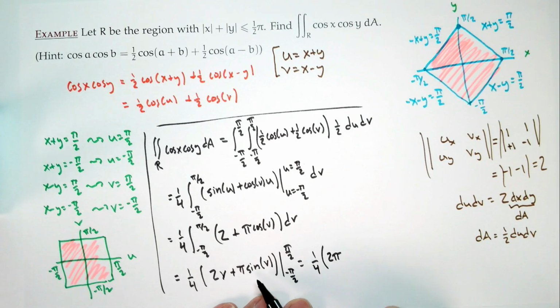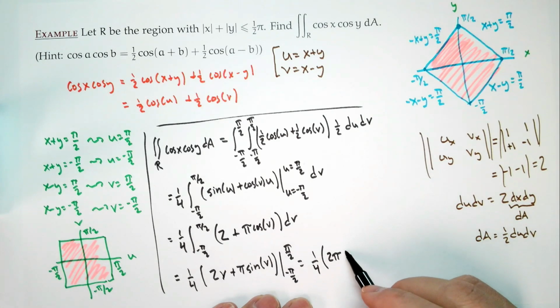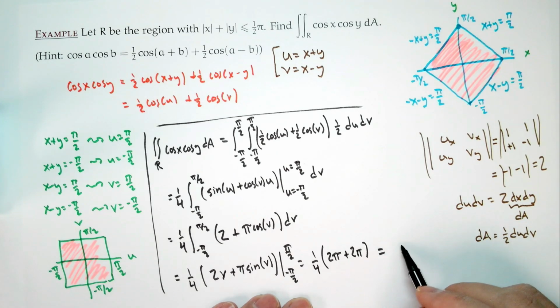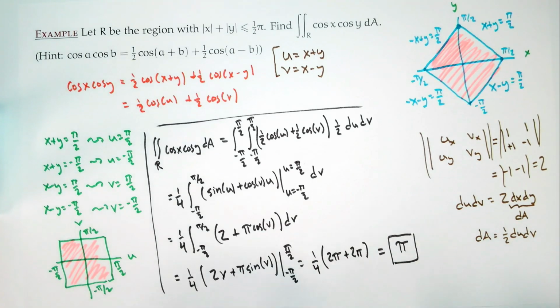Now here, when we plug in pi halves, we'll get sine of pi halves, which is 1, times pi, so we get a pi. When we plug in negative pi halves, we'll get negative 1 times pi, which is negative pi. So it's again pi subtract negative pi, which is another 2 pi. 2 pi plus 2 pi makes 4 pi times a fourth, leaving us with the final answer of pi. And that's it. We're done.